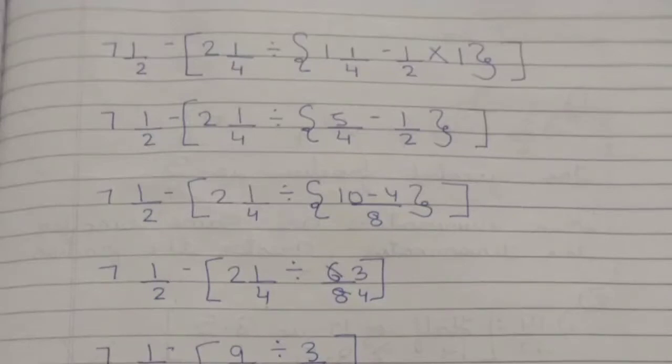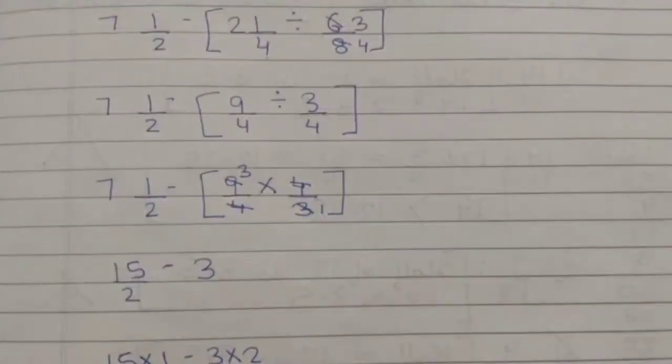Now as we have the division sign, we can change it into multiplication sign. But for that, we have to reverse the second fraction. So it will be 9 by 4 into 4 by 3. Now we will cut 4 4, 3 1s are 3, 3 3s are 9. And convert the mixed fraction 7 1 by 2 into improper fraction. So it will be 15 by 2 minus 3.